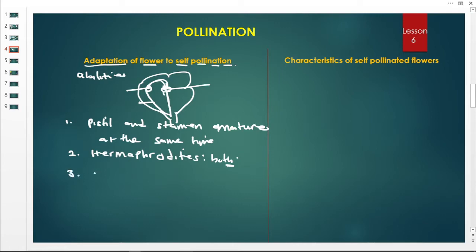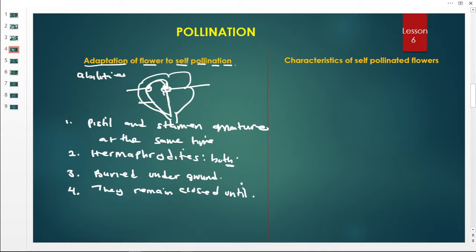Number three, some flowers remain buried under the ground. Once they are buried under the ground, they are not exposed to other agencies of pollination. Thus they have self-pollination. Then adaptation number four, these flowers remain closed until self-pollination takes place.